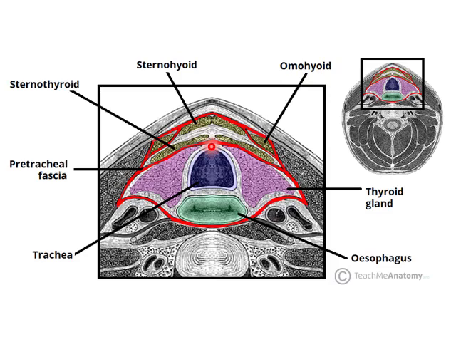Superiorly, it's attached to the hyoid bone, the thyroid cartilage, and the cricoid cartilage. It descends downward till the thorax to be attached to the adventitia of the aorta and blends with the structures present in the thoracic cage.